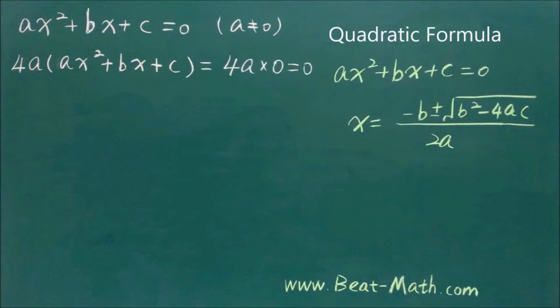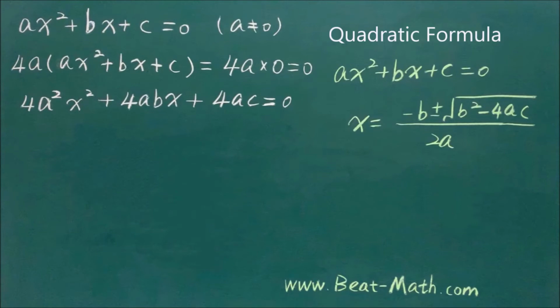Removing the parentheses, we get 4a squared times x squared plus 4abx plus 4ac equals 0. 4a squared times x squared equals (2ax) squared. 4abx equals 2 times 2ax times b. So we just need to add b squared to complete the square of 2ax plus b.